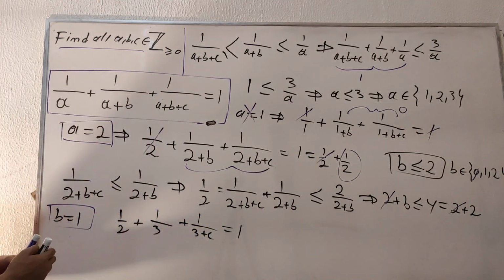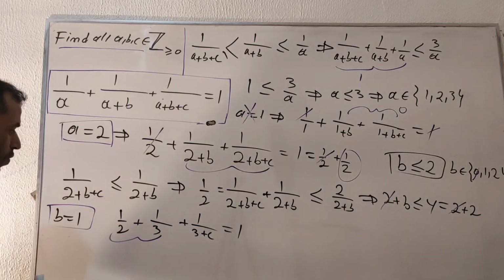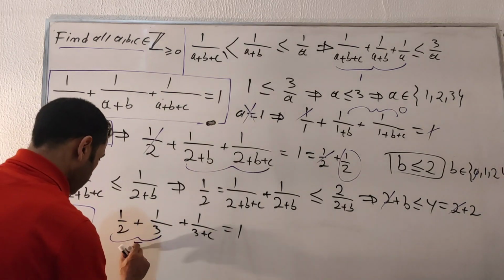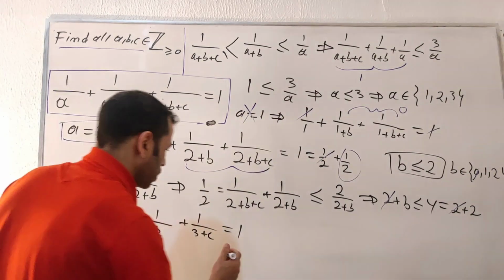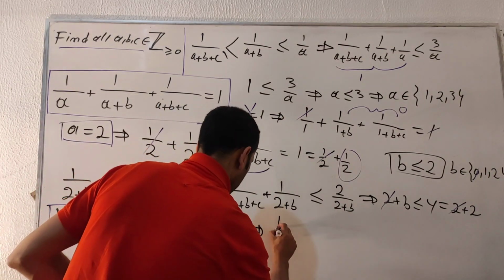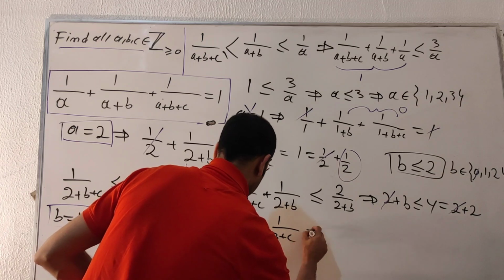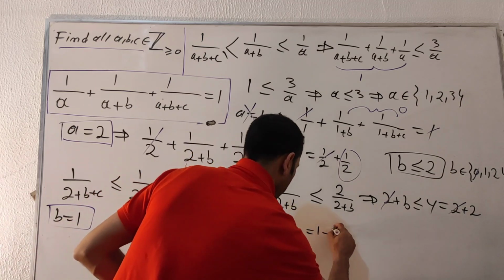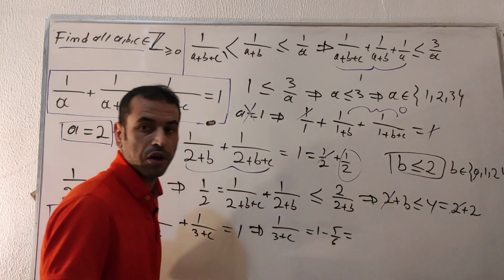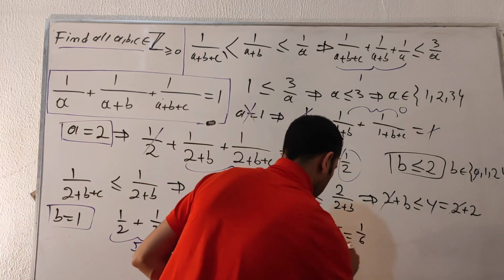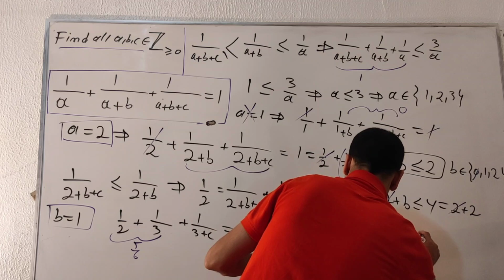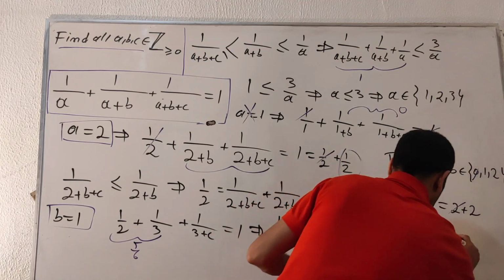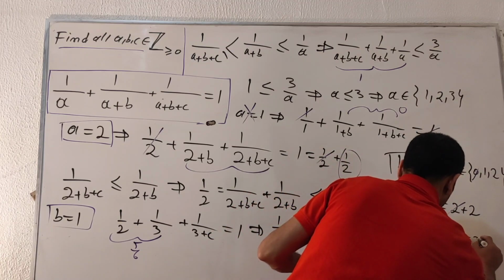Okay, if you add these two terms, 1 over 3 plus 1 over 2 is giving us 5 over 6. Moving over this 5 over 6 to the right, I get the following: 1 over 3 plus c equals 1 minus 5 over 6, which equals 1 over 6. Consequently, I get 3 plus c equals 6. In other words, c equals 3.